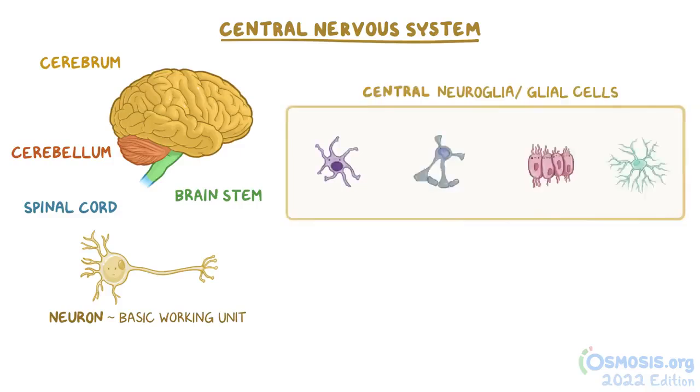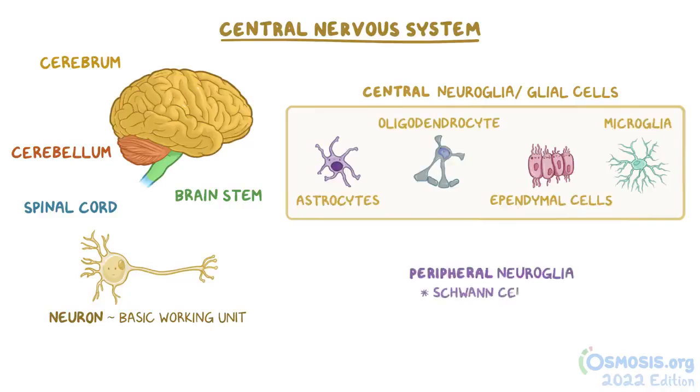The central neuroglia includes astrocytes, oligodendrocytes, ependymal cells, and microglia. The peripheral neuroglia includes Schwann cells, satellite cells, and a number of cells associated with specific organs.